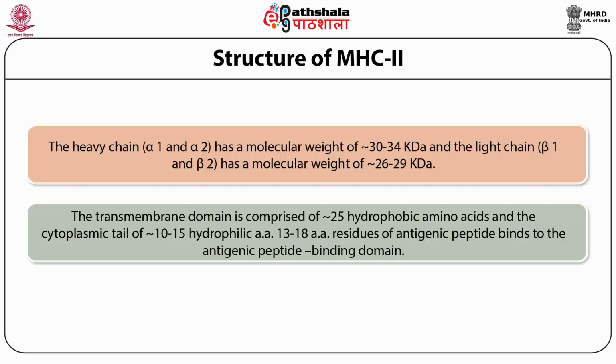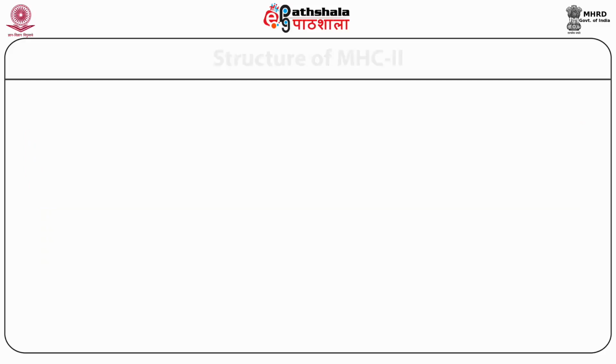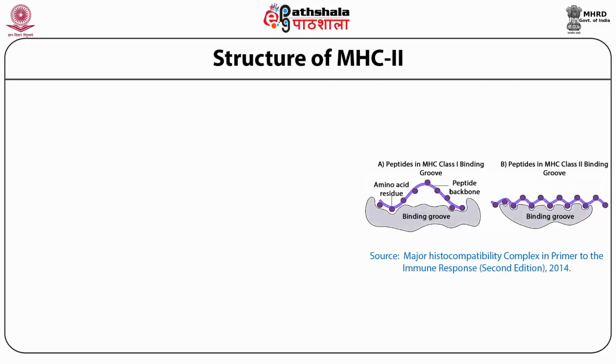The transmembrane domain is comprised of about 25 hydrophobic amino acids, and the cytoplasmic tail is about 10 to 15 hydrophilic amino acids. 13 to 18 amino acid residues of antigenic peptide bind to this region, the antigenic peptide binding domain. In figure A, it shows the peptide in the MHC class 1 binding groove, and in B, it shows the peptide in the MHC class 2 binding groove.